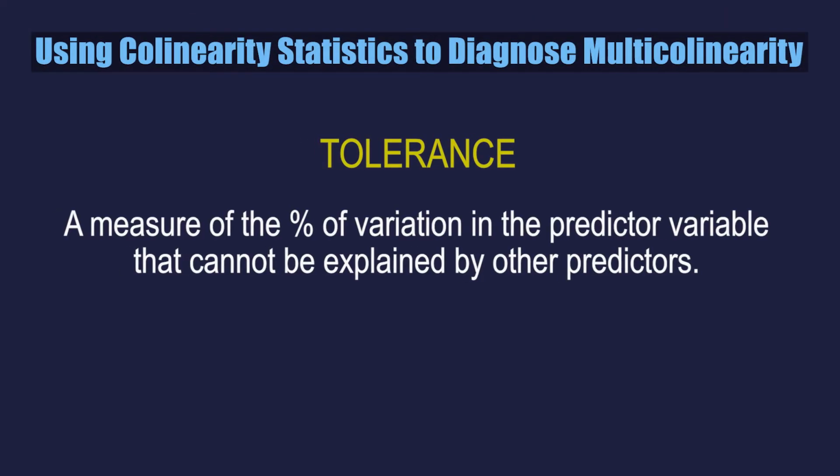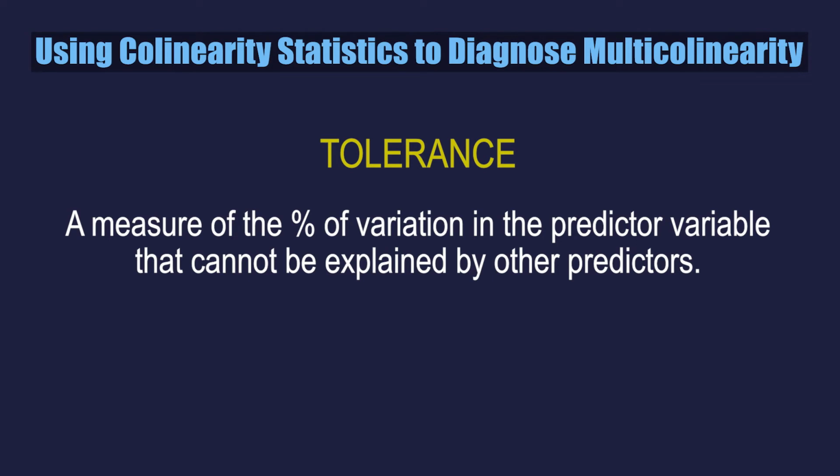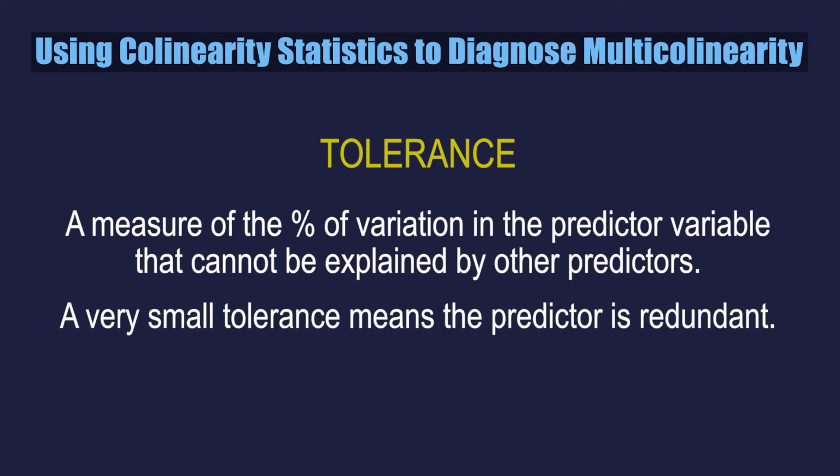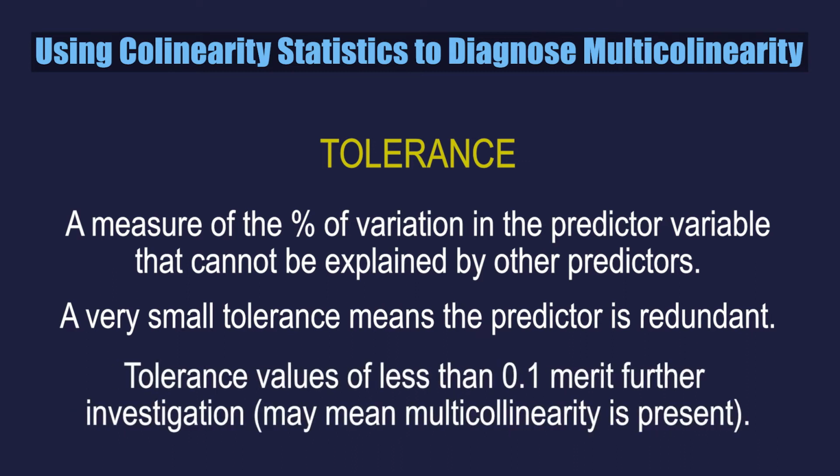So to go for this, first of all, we go for the issue of tolerance. Tolerance refers to acceptability. It means a measure of the percentage of variation in the predicted variable that cannot be explained by the other predictors. For example, a very small tolerance means the predictor is redundant. So in this case, if the tolerance level is very low, then the multicollinearity problem is present. That means how can we tolerate the association among the variables? If it does not affect the estimates too much, then we can go away with it. Otherwise, if the tolerance level is more than the acceptability limit, then the multicollinearity problem needs to be corrected or detected.